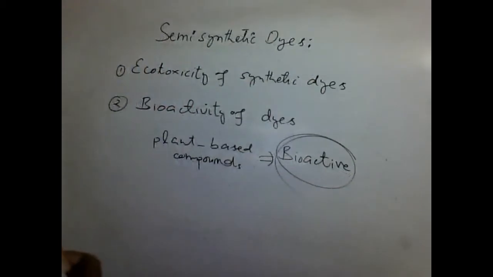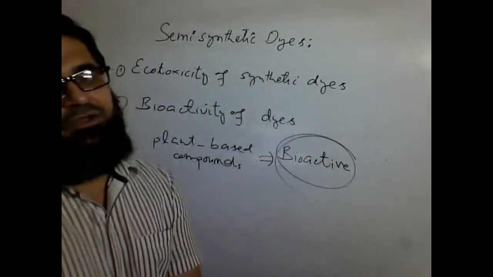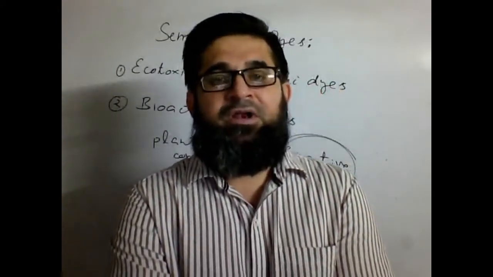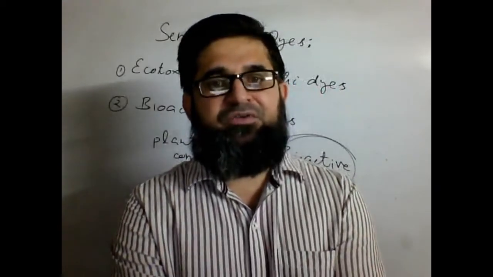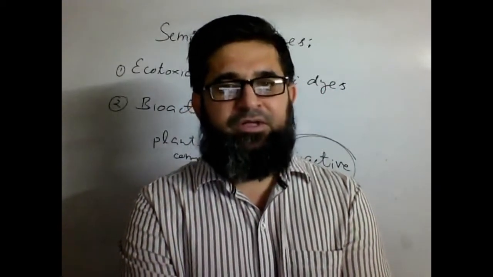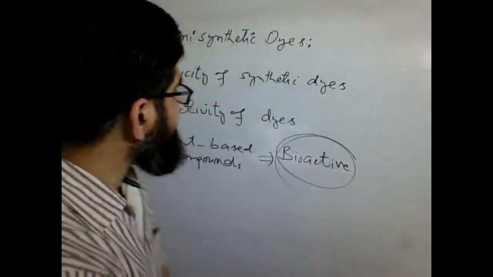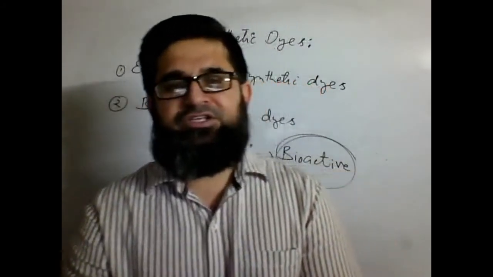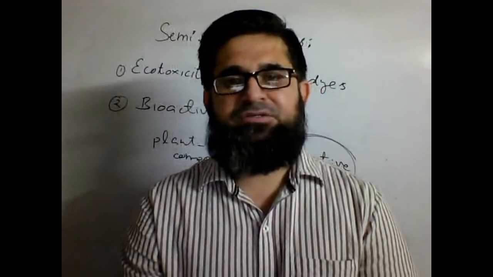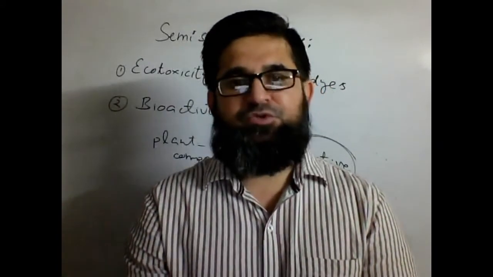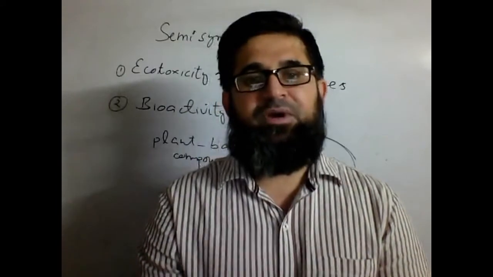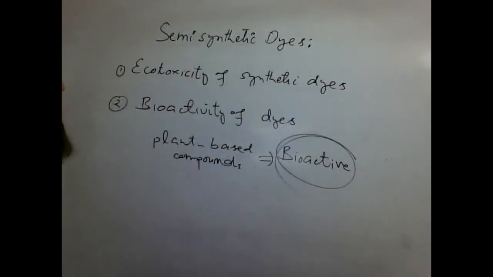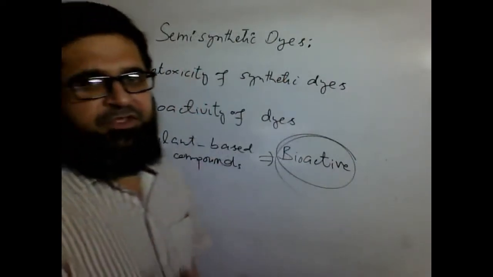So semi-synthetic dyes are prepared for two purposes. Number one is to reduce the ecotoxicity of synthetic dyes. Once the dye carries one natural component, that natural component will not be hazardous for the environment, so the dye will become eco-friendly. Secondly, where one of the components has been received from plants, and most plant-based compounds are supposed to be bioactive in nature, that dye will automatically become a bioactive one. So this is all about the basics of semi-synthetic dyes, why we need semi-synthetic dyes.